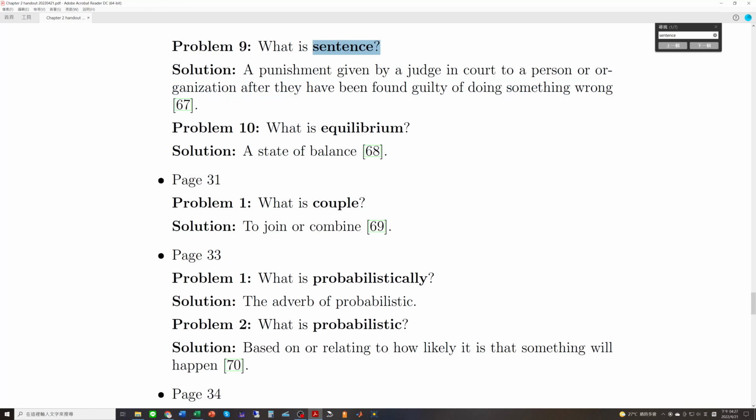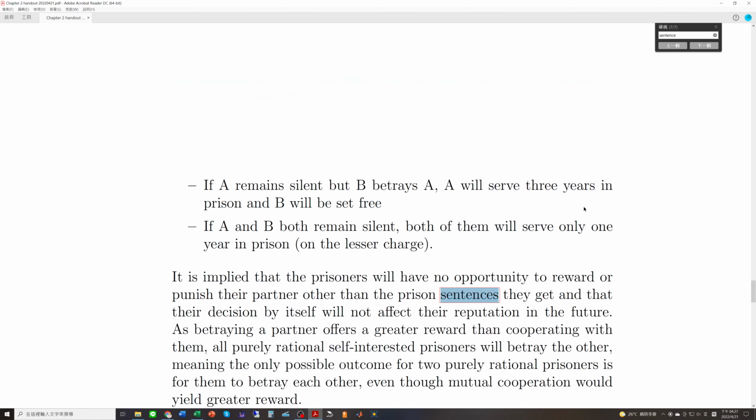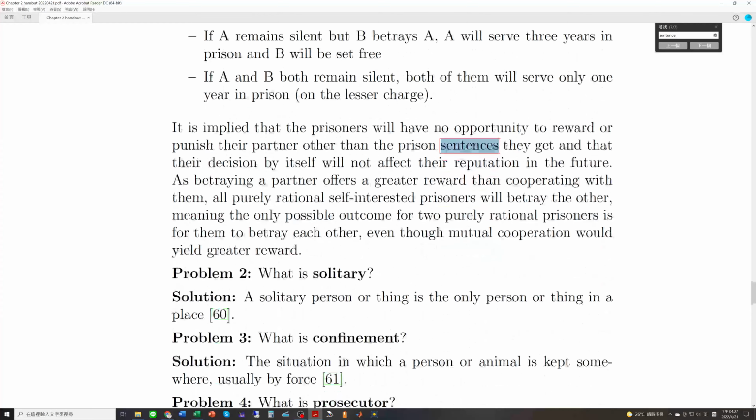Let us go back to the previous sentence. They get that their decision by itself will not affect their reputation in the future. As betraying a partner offers a greater reward than cooperating with them, all purely rational self-interested prisoners will betray the other, meaning the only possible outcome for two purely rational prisoners is for them to betray each other, even though mutual cooperation would yield greater reward.